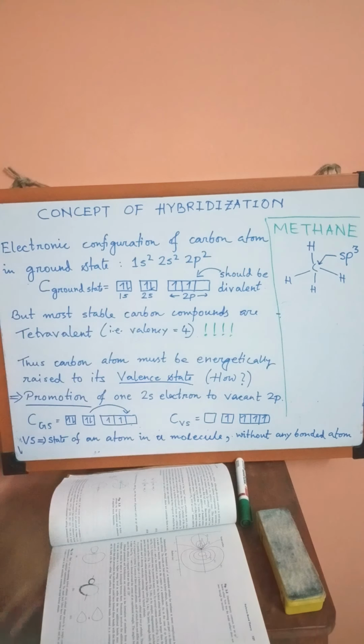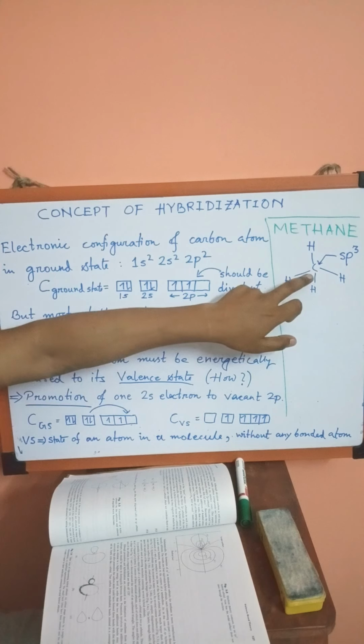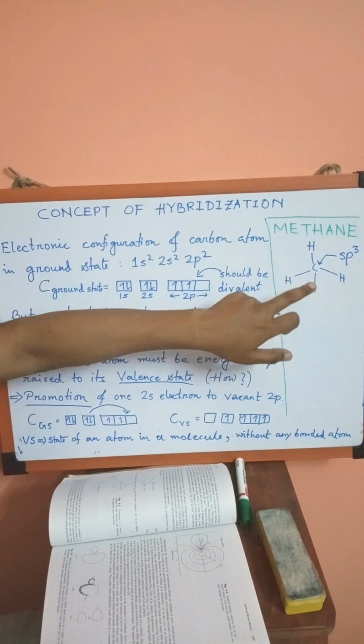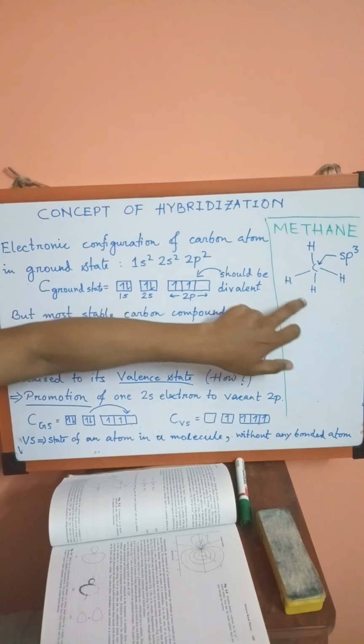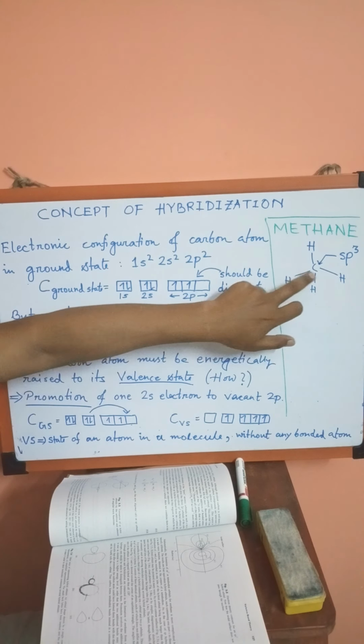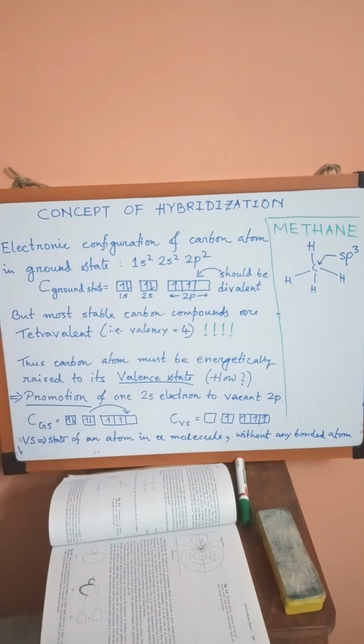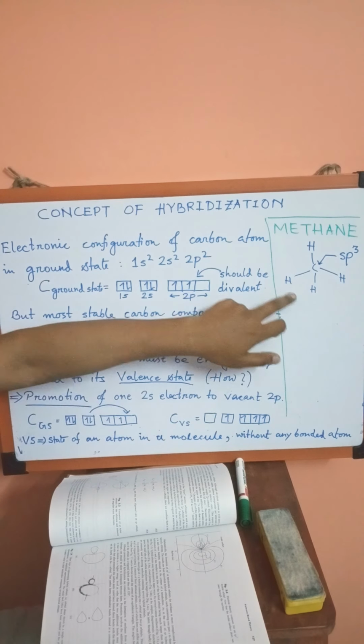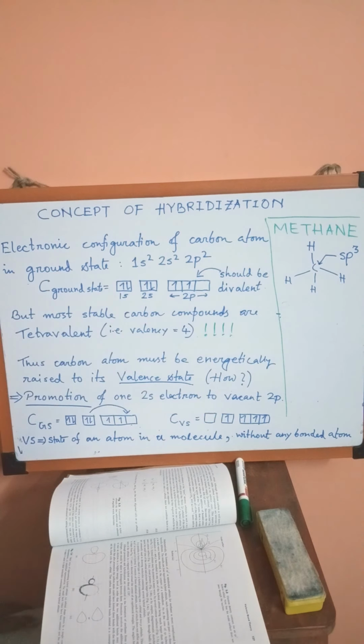Now this carbon will be called the central atom. The central atom carbon has 4 bonds. That means this is actually called a tetravalent atom. So this is the most stable system when the carbon is in tetravalent state.